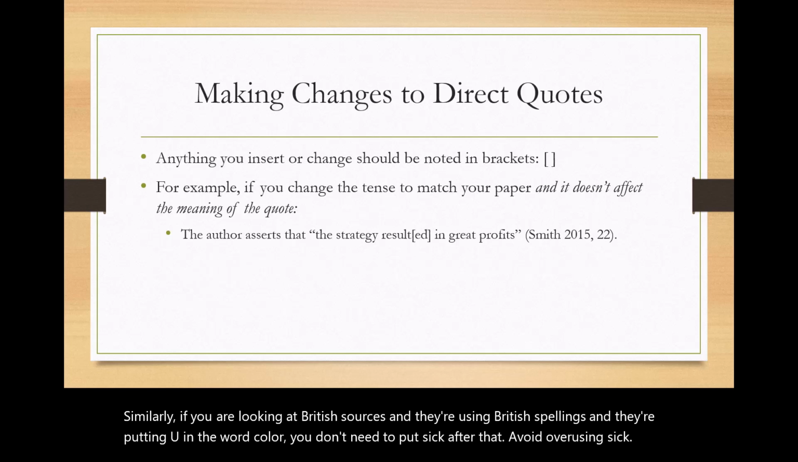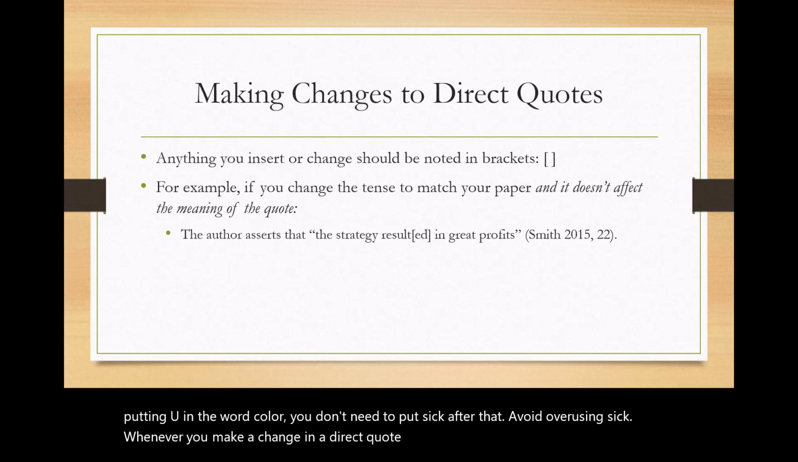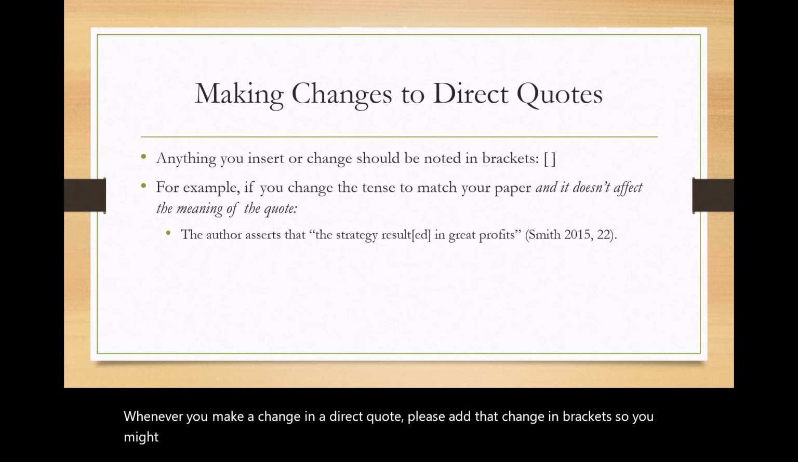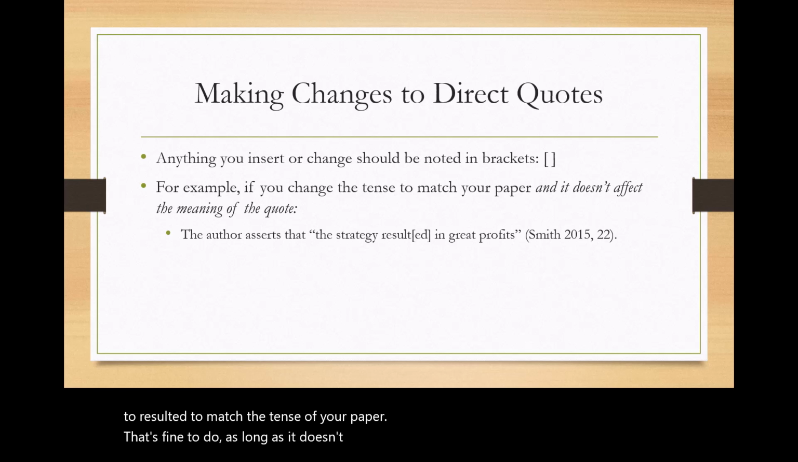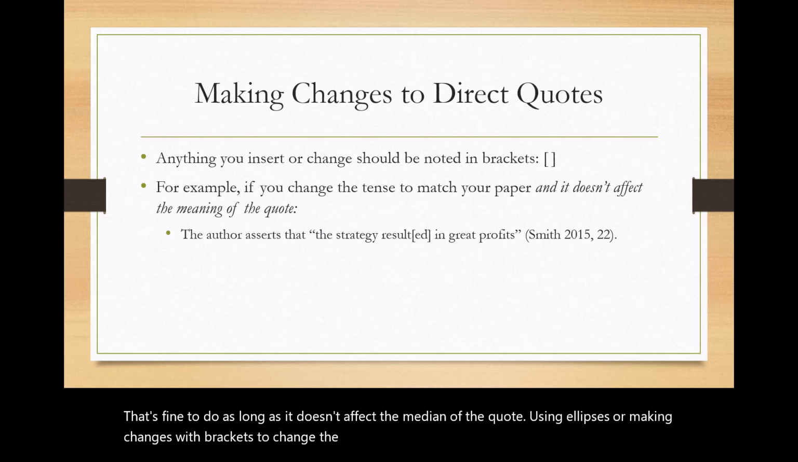Whenever you make a change in a direct quote, please add that change in brackets. So you might change the tense, for example. An example there, you might change the word result to resulted to match the tense of your paper. That's fine to do as long as it doesn't affect the meaning of the quote. Using ellipses or making changes with brackets to change the meaning of a quote is unethical.